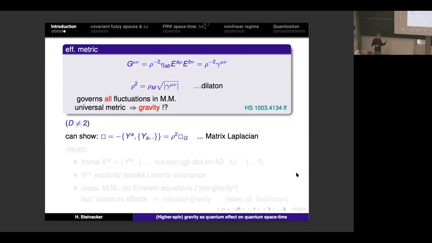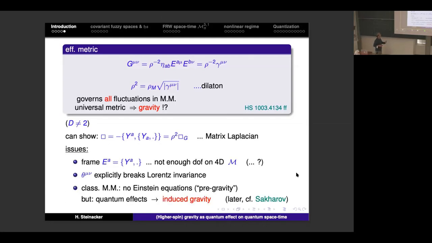You don't know the dynamics yet. We'll talk about this later. But already here, you can see that there are some issues. And the first issue is that if I'm in a four-dimensional matrix model, then of course this frame doesn't have enough degrees of freedom to describe a most general four-dimensional metric. Now, that is actually debatable because you can start to make the embedding of the matrices of the brane dynamical, and then you get sort of an induced metric from 10 dimensions, then you would have enough degrees of freedom.